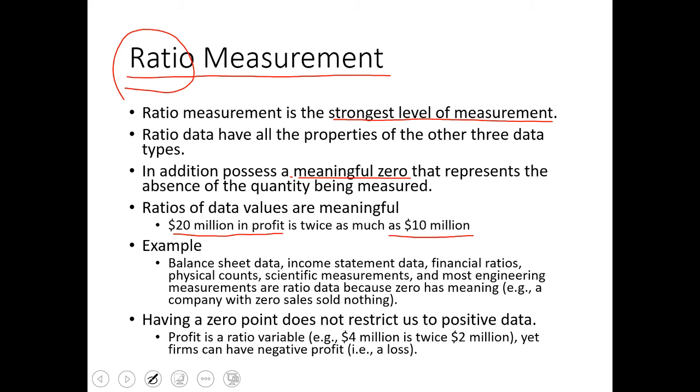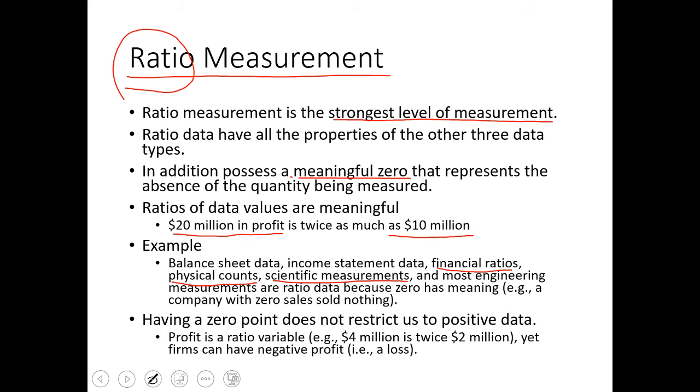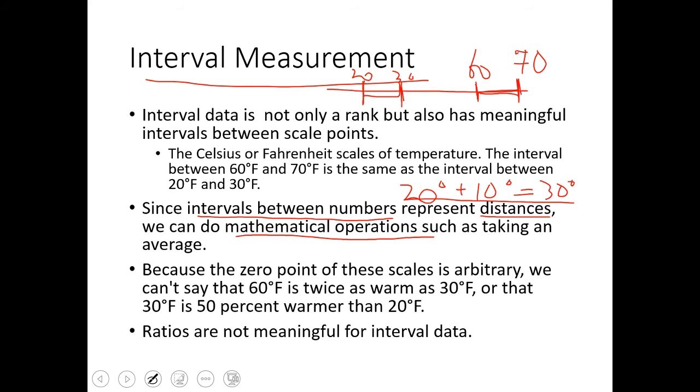So in this case we say that it is ratio measurement. For example, balance sheet data, income statement data, financial ratios, physical counts, and scientific measurements are all ratio values, except temperature. But ratio measurement and interval measurement are a little different, because of the zero point.